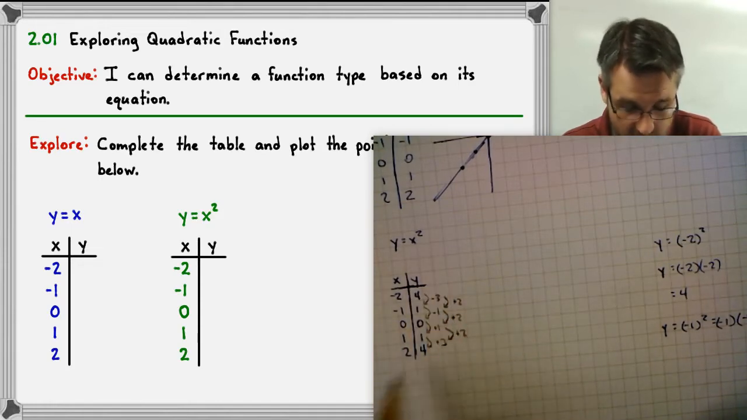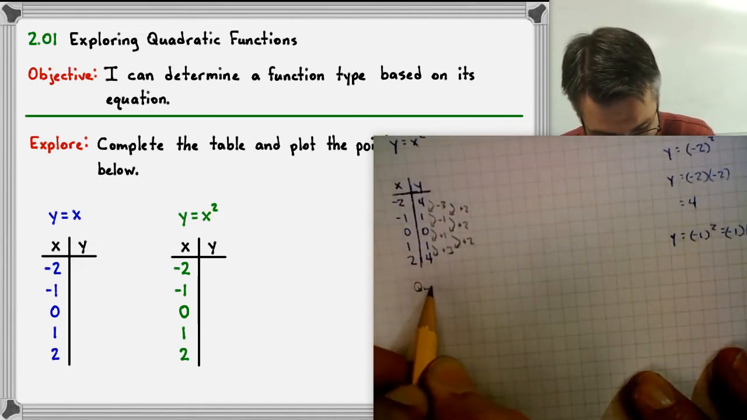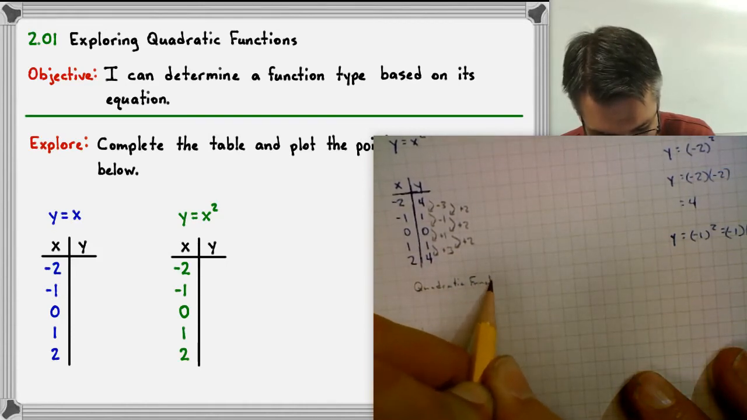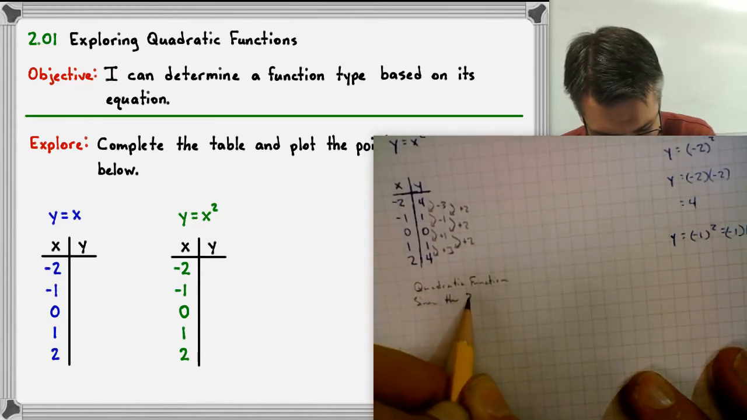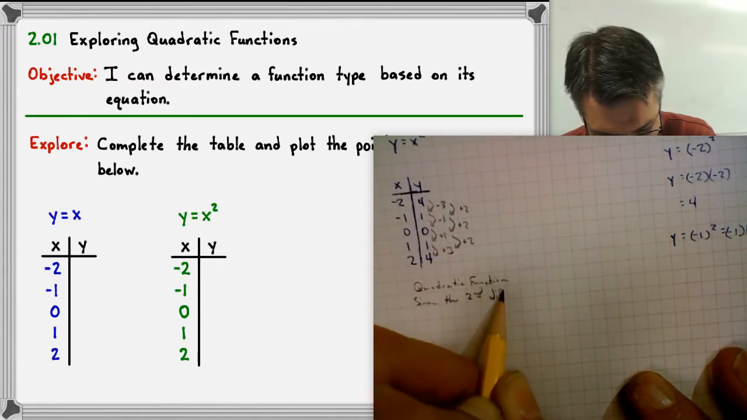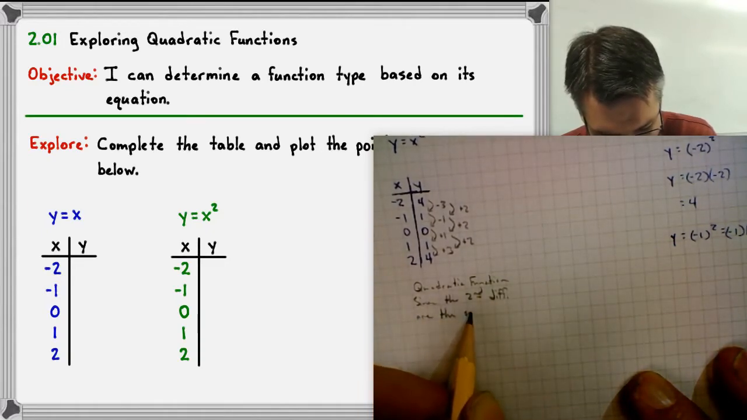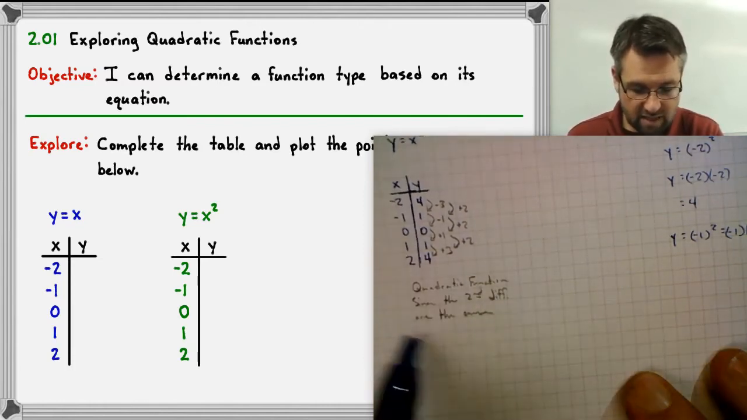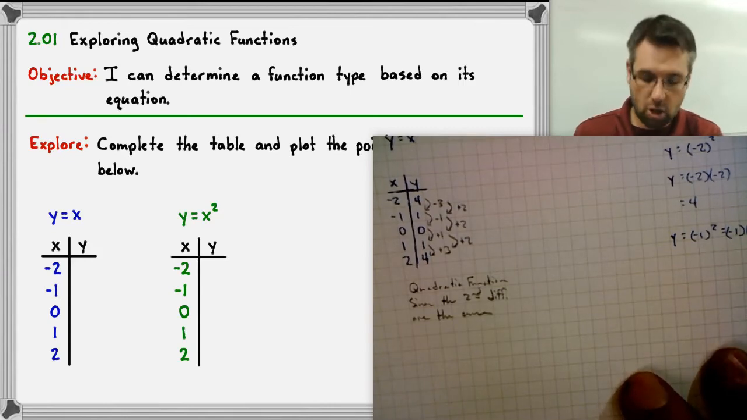So we can say, based on this graph here, or based on this table, that this is a quadratic function since the second differences are the same. Okay, so that is what we learned last unit. And we also learned that if that's the case, then we get that U shape, that parabola shape, okay? But we're going to go more in depth with that.